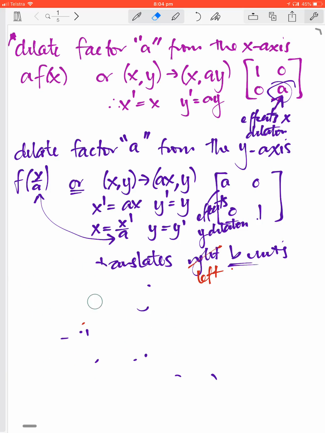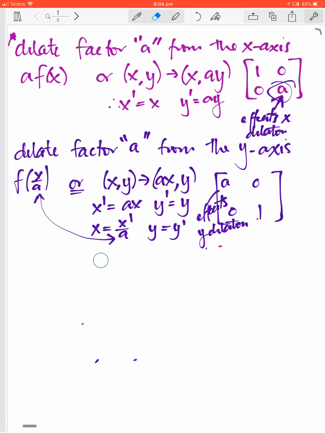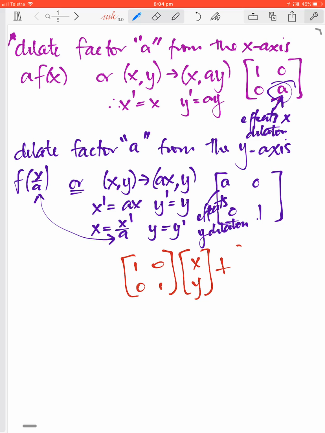Okay, so that's translations left and right. And lastly, we've got translations. Oh, hang on. In terms of matrices, if I had 1, 0, 0, 1, x, y, if I want to move it right b units, then that will be a b. So it takes that value. If I want to go right 5 units, then that'll be positive 5. And if I want to go up 6 units, we'll call that C. So that'll be plus 5 and plus 6. So they keep the sign of whichever way you want to go when it's in terms of matrices.